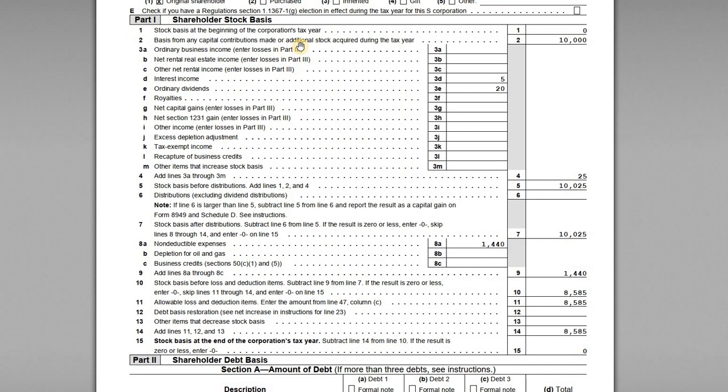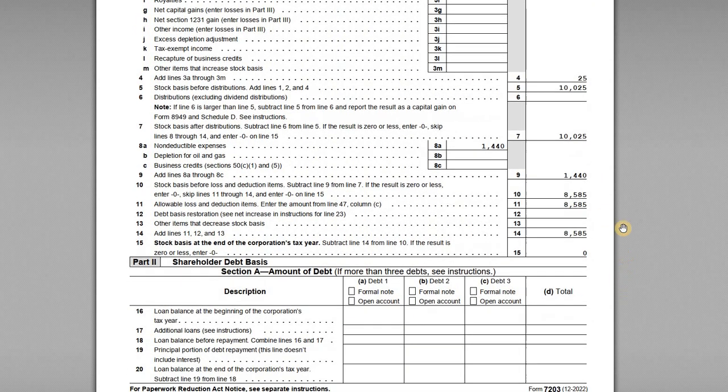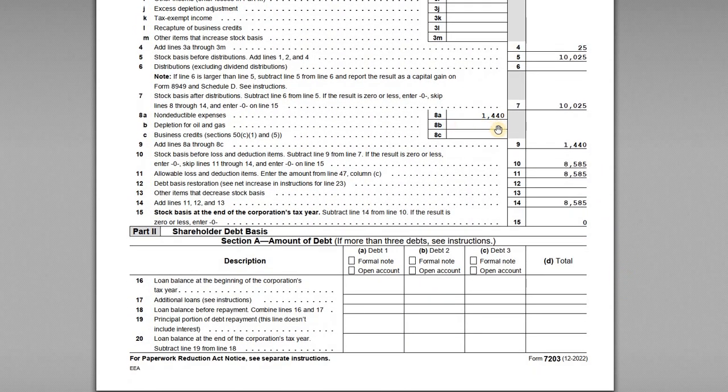His basis from capital contributions made during the year is $10,000. And then we have the positive amounts of income being allocated: $5 in interest, $20 in dividends. And so his basis before any kind of dividends or non-deductible items is $10,025. Now, the non-deductible items come in first, right? So that reduces his basis down to $85.85. That's his new or adjusted stock basis before factoring into what is the allowable loss and deduction.